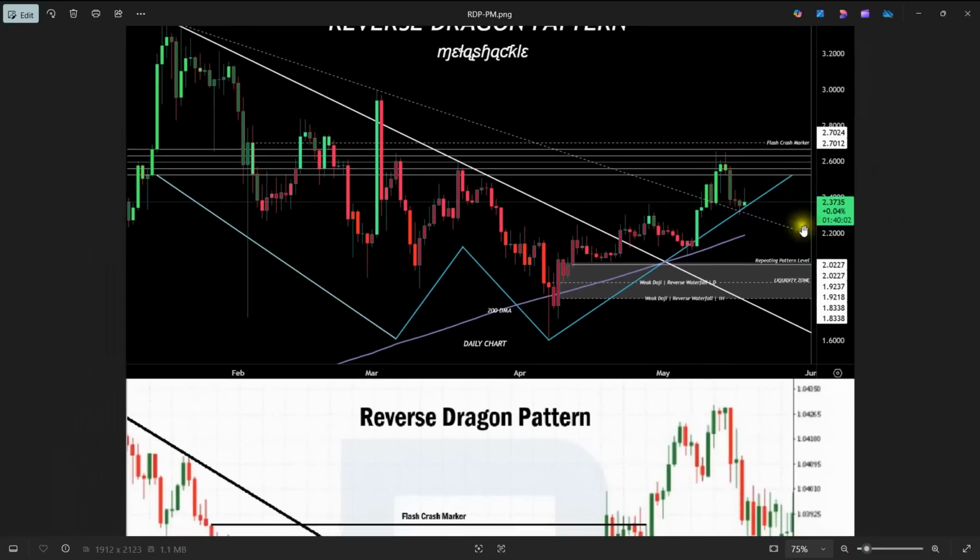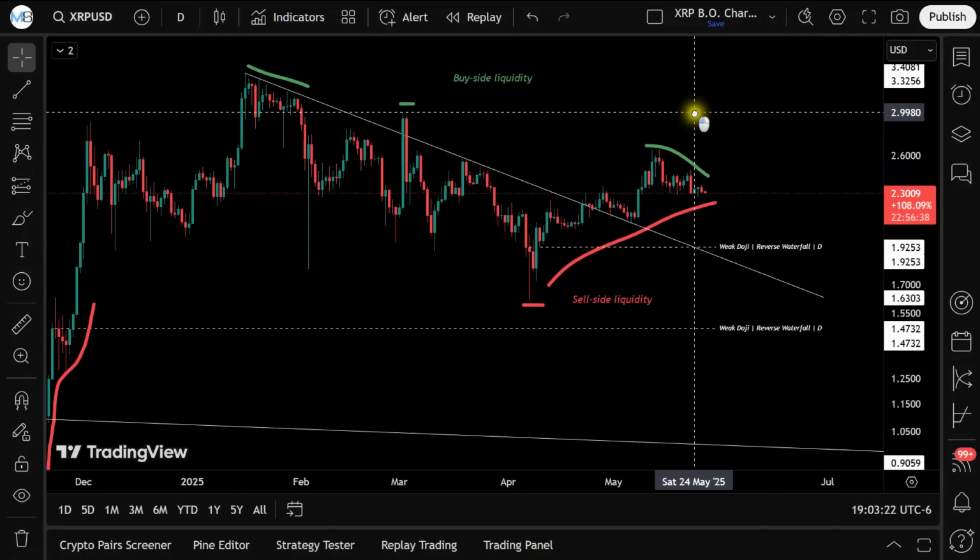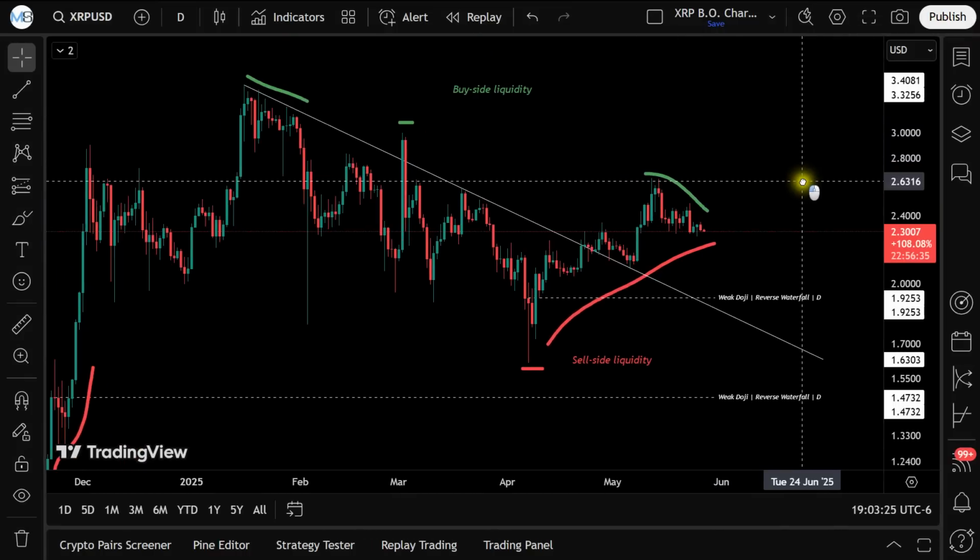So when we look down to the pattern, you can see here in that same point where the flash crash marker is here, trading up into the dragon's head area, what happens? We see a flash crash coming down to absorb sell-side liquidity before the move up. And on this chart, the weak doji is marked right here, which is subsequently the exact point that the liquidation candle came to.